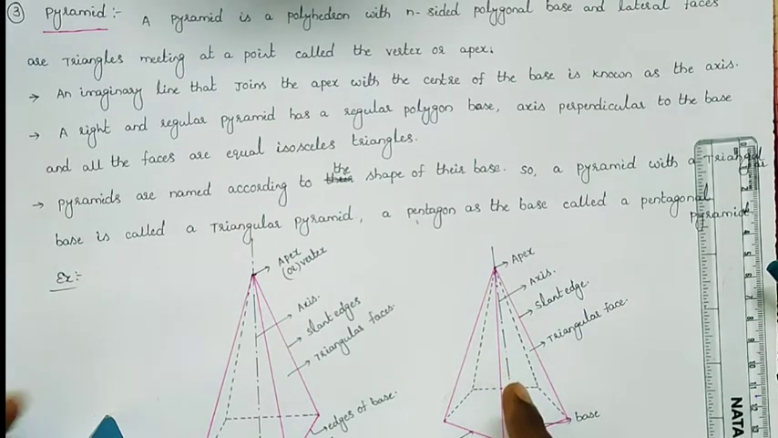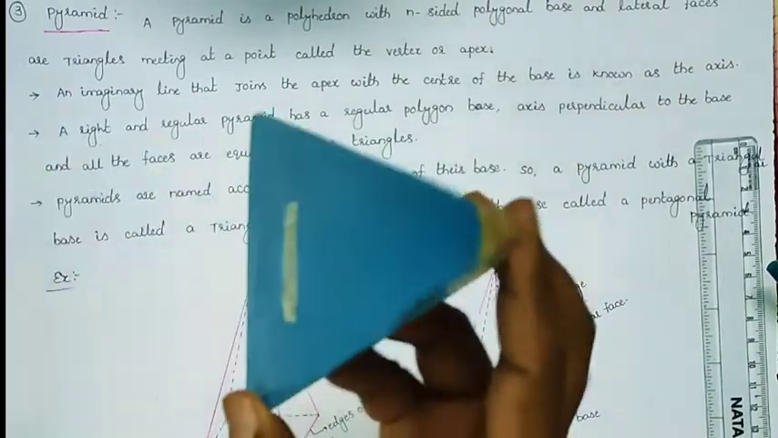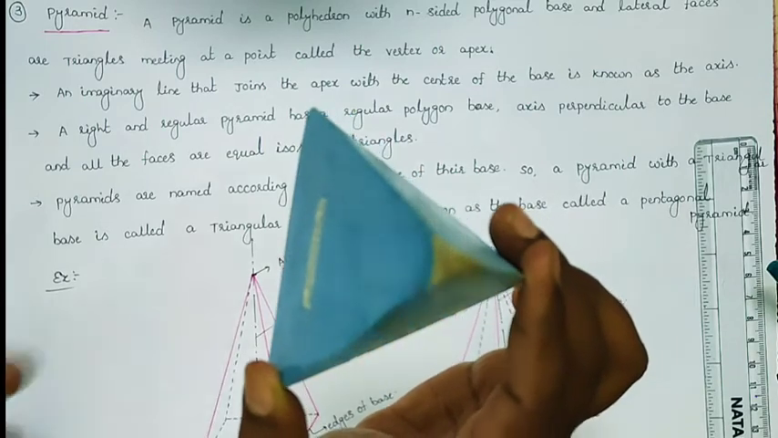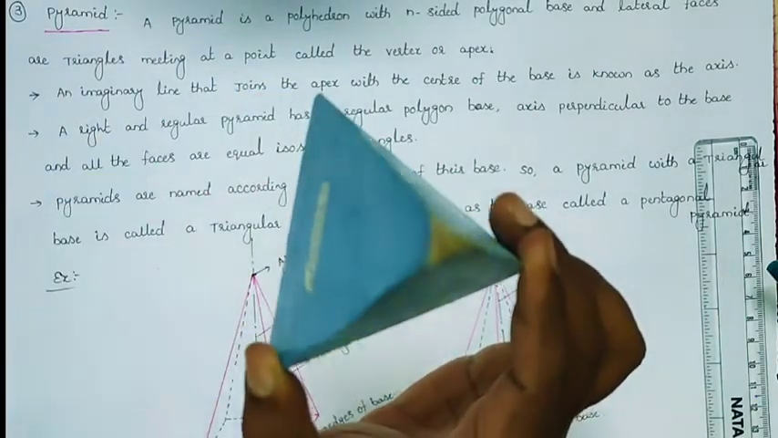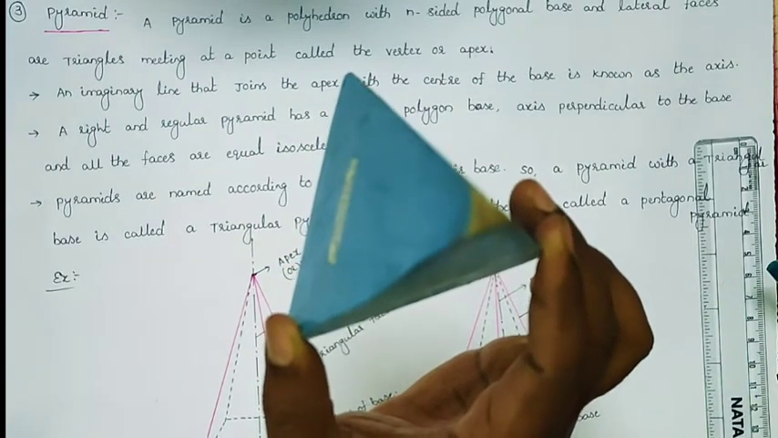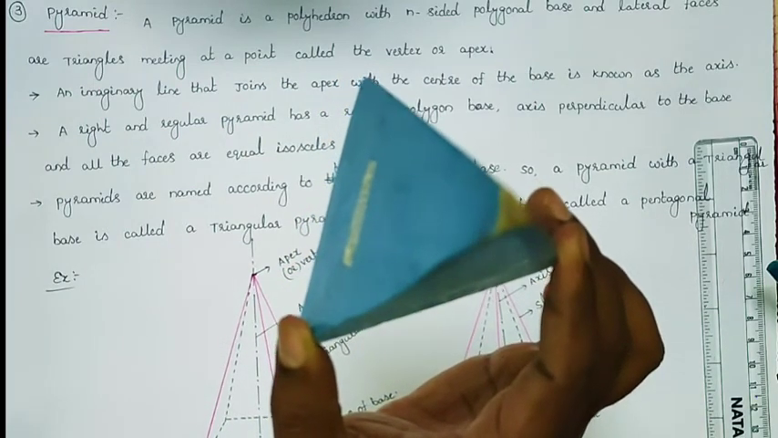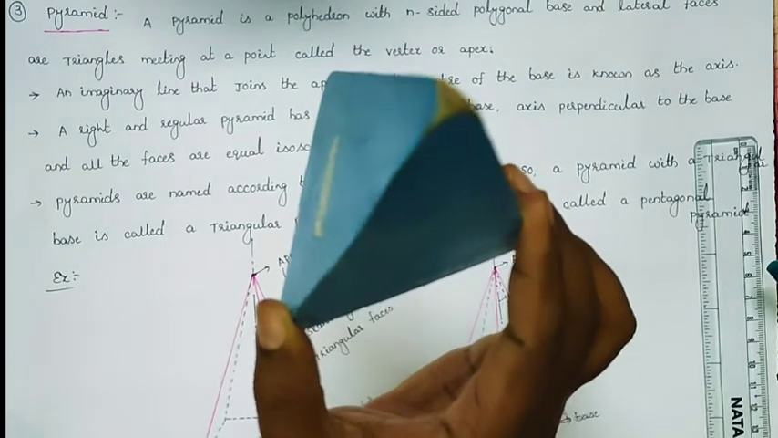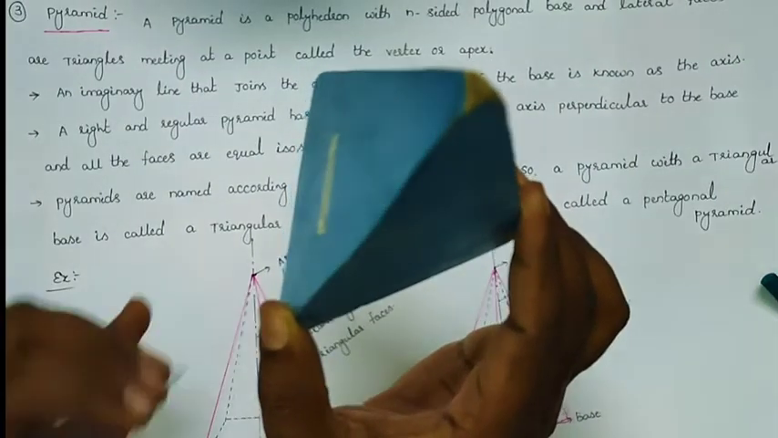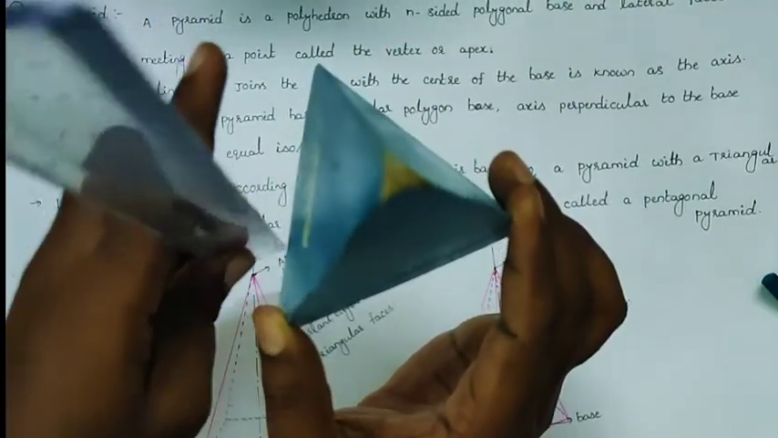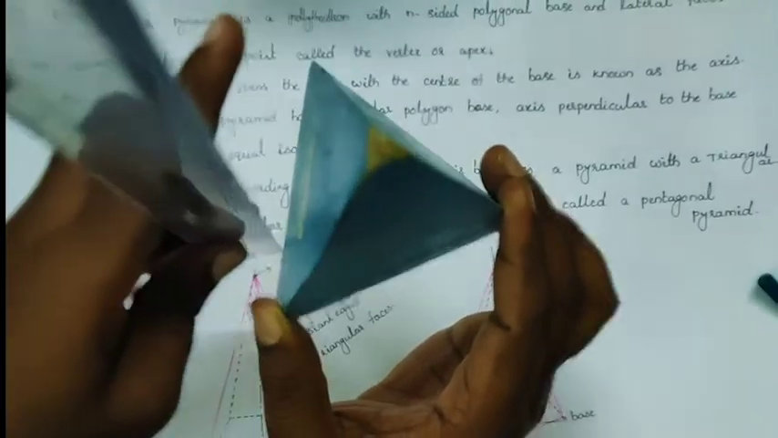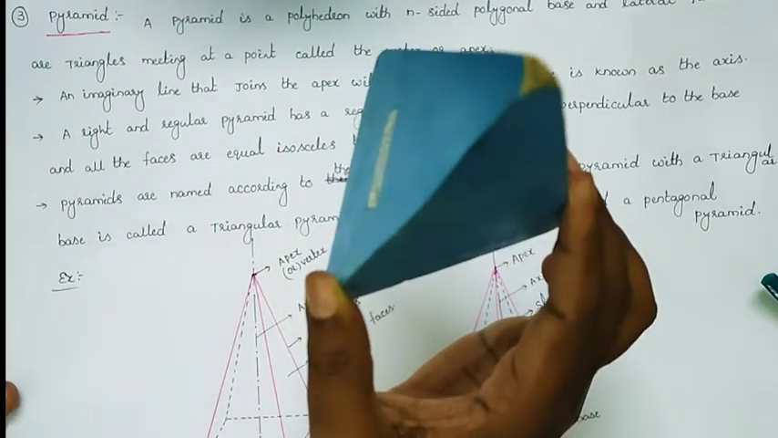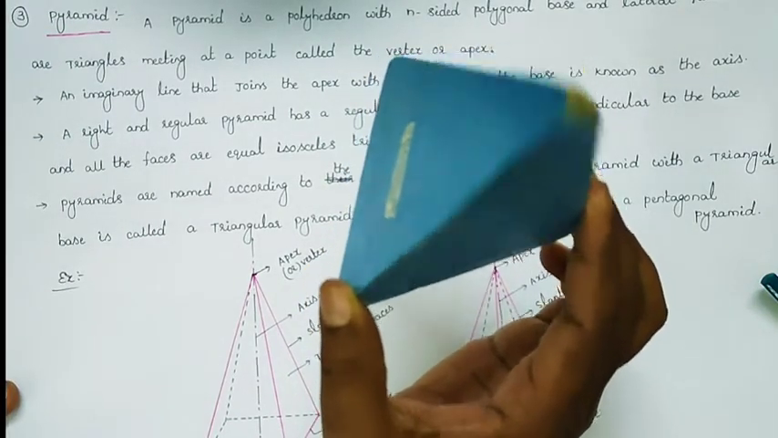A right regular pyramid, this is an example for a right regular pyramid. Why are we calling this a right regular pyramid? Because all the sides in the base are equal, so we can say this is a right regular pyramid. A right regular pyramid has a regular polygon base, and its axis is perpendicular to its base, and all the faces look like isosceles triangles. So this is about the regular pyramid.